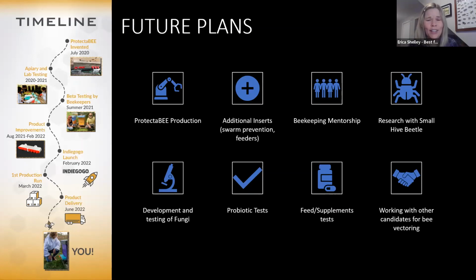We're going to be continuing that fungal research, the probiotic test research, the feeds and supplements, and then working with other scientists that have come to us with other ideas of things that we can use for bee vectoring. So those are all the things that are coming up. We have a lot in our future plans that we're really looking forward to working on over the next few years.